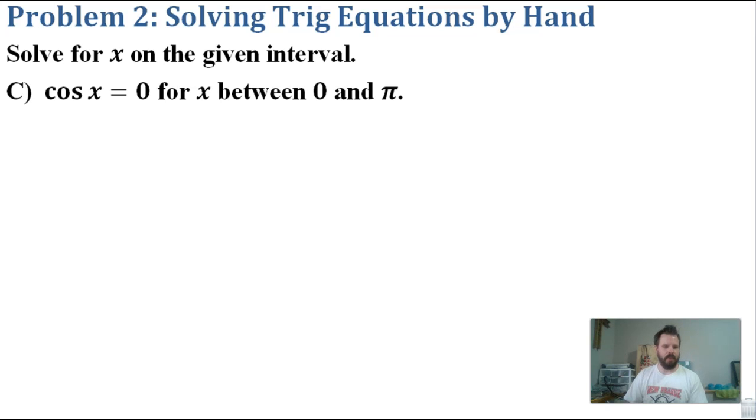All right, we've also got a part C for this one. Now, part C is just a special case of what we've been working on. So let's show you what's going on with part C. We want to find cosine x equals 0 for x between 0 and pi.